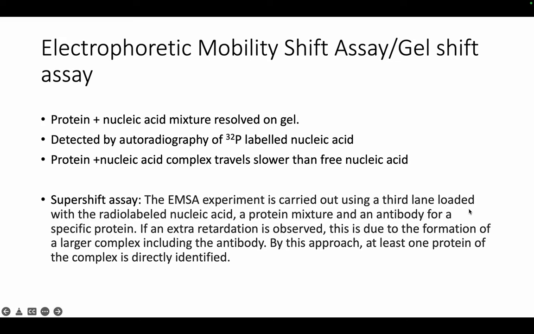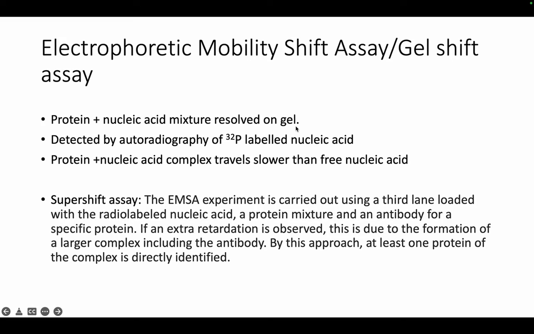This is just a very quick and easy way to see if we are having any interaction between a protein and a nucleic acid. So first what we have to do is mix the protein and nucleic acid mixture, and we just have to run it on the gel. For this, it is important that the nucleic acid has some label. So the most sensitive will be the autoradiography we just discussed. So for example, let us say that we have some 32P labeled nucleic acid. We are mixing that with the protein, and then we're running it on the gel.